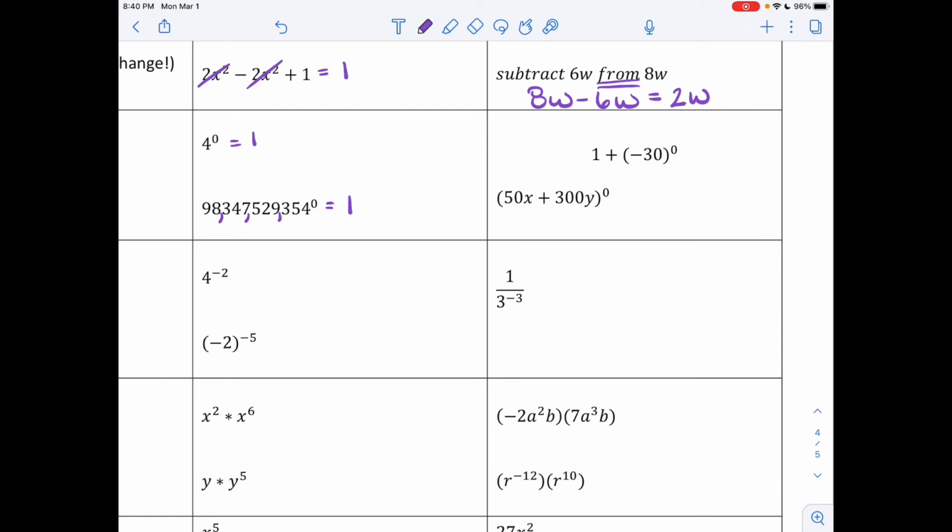If I have 1 plus negative 30 to the 0 power, well, negative 30 to the 0 power is simply a 1. Add that to the 1 that was already there, and I get 2. If I have parentheses, and that parentheses contains both numbers and variables, so coefficients and variables, 50x plus 300y, but the whole thing is raised to the 0 power, it is also equal to 1.